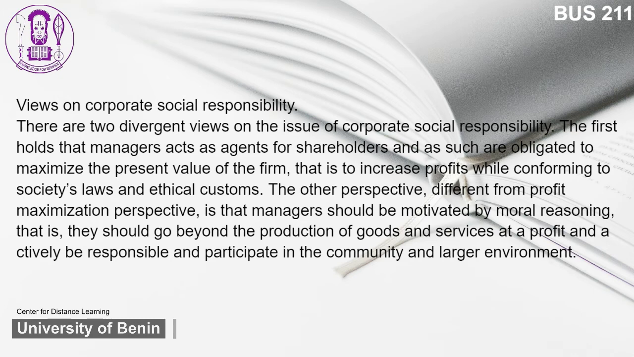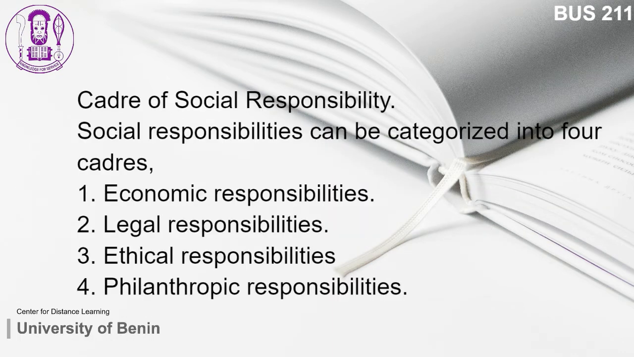The other perspective, different from the profit maximization perspective, is that managers should be motivated by moral reasoning, that is, they should go beyond the production of goods and services at a profit and actively be responsible and participate in the community and larger environment. Categories of social responsibility. Social responsibilities can be categorized into four categories: 1. Economic responsibilities. 2. Legal responsibilities. 3. Ethical responsibilities. 4. Philanthropic responsibilities.